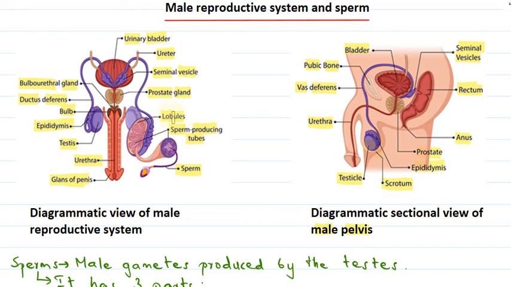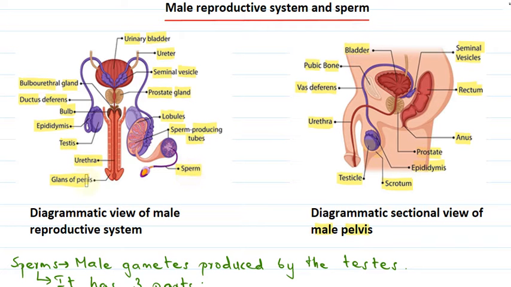Then there are lobules. Each testis has about 250 compartments called lobules or testicular lobules. Then these sperm producing tubes, what are these? Each lobule again has 1 to 3 highly coiled sperm producing tubes called seminiferous tubules, in which sperms are produced. Then here we can see sperm. Sperm is the male gamete produced by the testis.